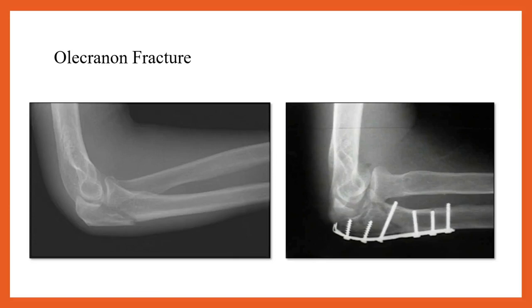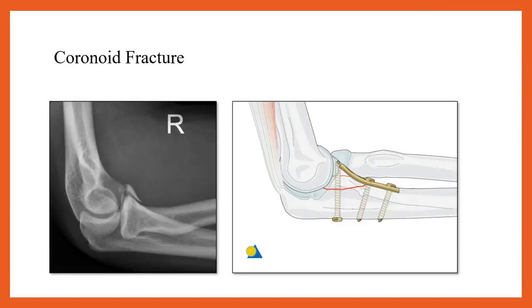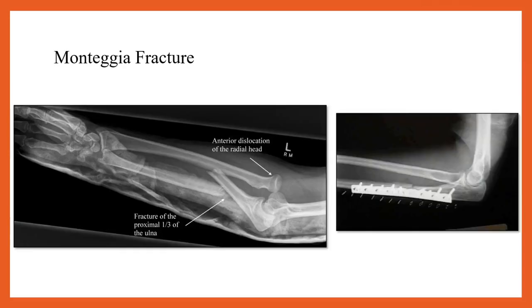Here's an olecranon fracture. Again, maybe you land on your elbow from a height and you fracture your elbow right at the tip of the elbow there. So you can fixate that with screws. Here's a coronoid fracture, another area of the elbow, again, fixated with screws and plates.